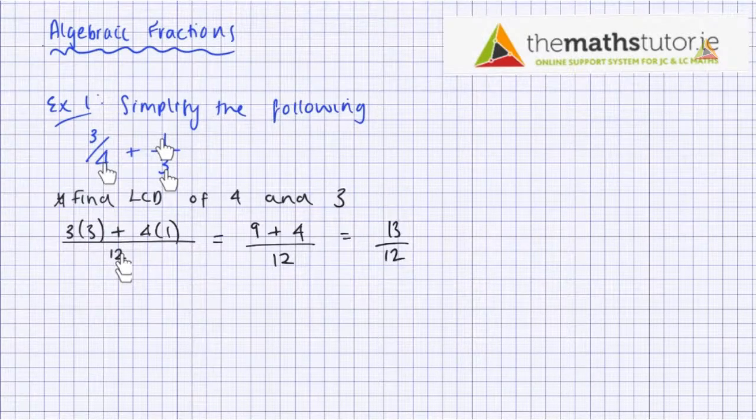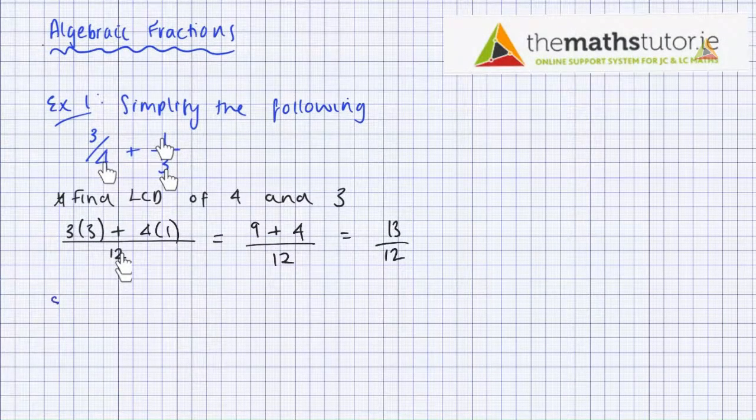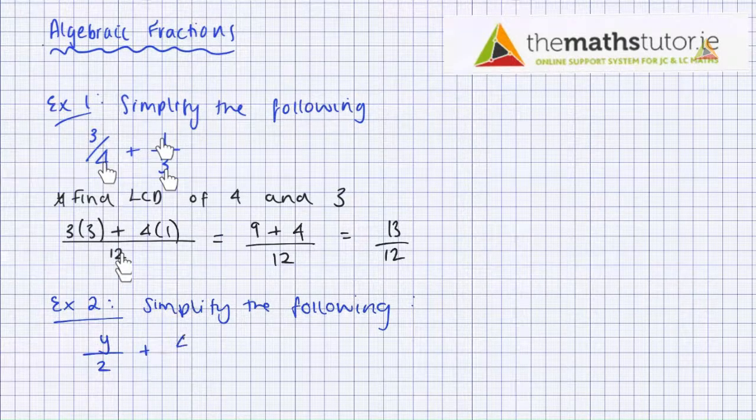This is going to bring us to the next example, which will have algebra in it, which we're going to bring y's into this time. So example 2 for algebraic fractions. And again, you're asked to simplify the following. So for this one, it's going to be y over 2 plus 4y over 3. Now, the exact same thing we're going to do. Find the LCD, so the lowest common denominator. So find the LCD of 2 and 3.